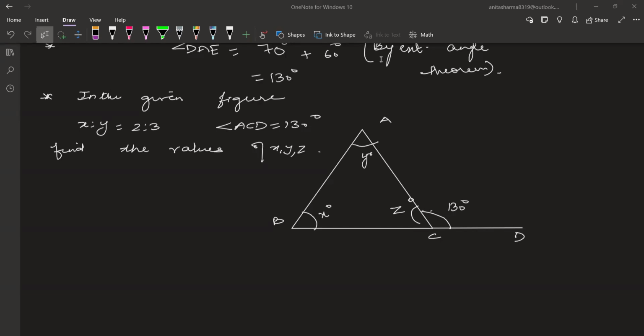Aishwarya, check it once again, beta. Okay. Calculate fast, children.